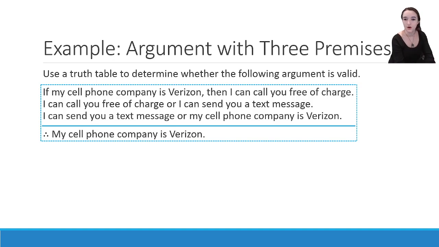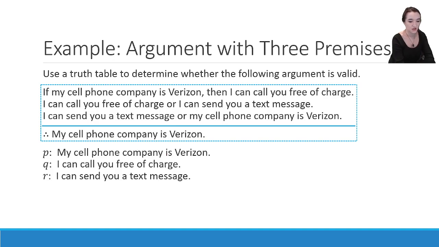So, what are our ideas at play? What are our simple statements? We have my cell phone is Verizon, I can call you, and I can send a text. That's the three ideas here that are getting repeated in various ways. So that'll be my P, Q, and R. So then my first statement is, we've got P, then Q right there. My second statement is, I can call you free of charge, so that is Q, or I can send you a text, which is R. Then I can send you a text, R, or my cell phone company is Verizon, P, and therefore my cell phone company is Verizon, which is just straight up P. So all that together is no negations or anything like that.